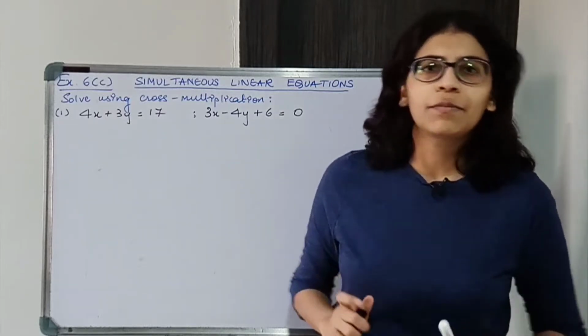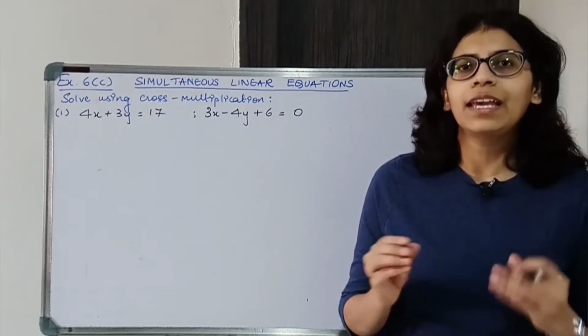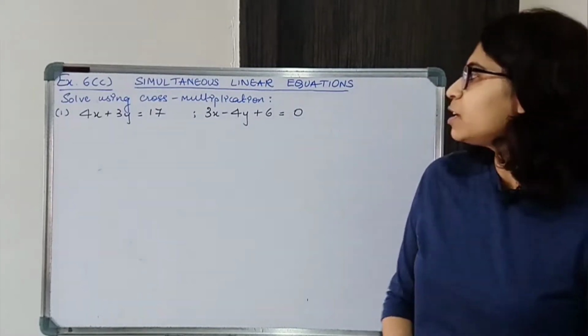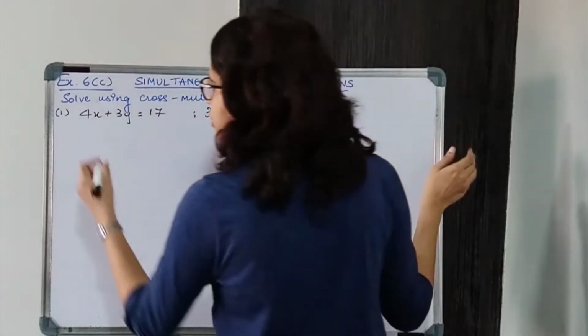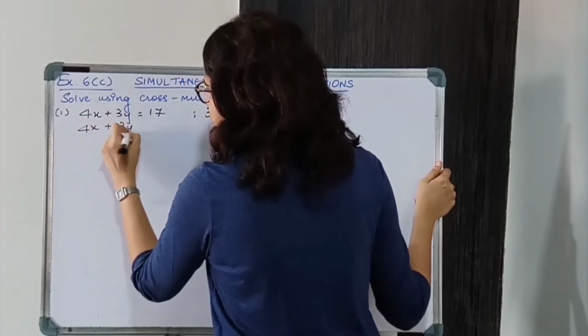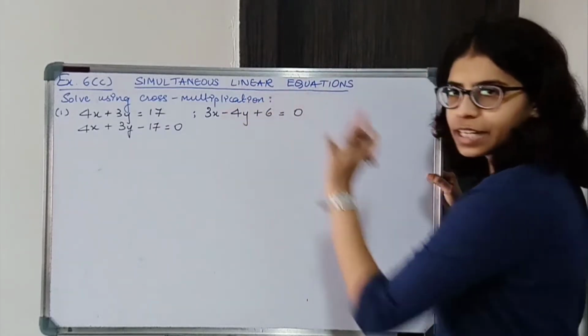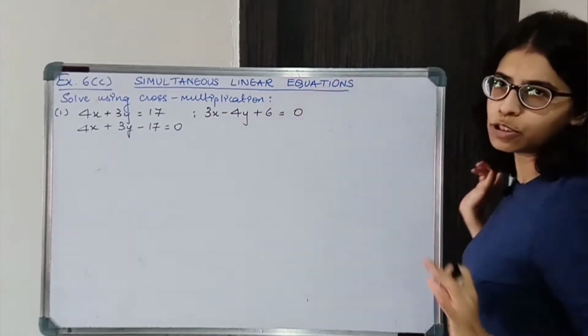So, first step for this method is make sure the equations are in the form ax plus by plus c equal to 0. Okay, so first one is not in the required form, so let us shift the terms to the LHS. First x wala term, then y wala term, and then constant term equal to 0. This is already arranged in that form. First x term, then y, and then constant equal to 0.